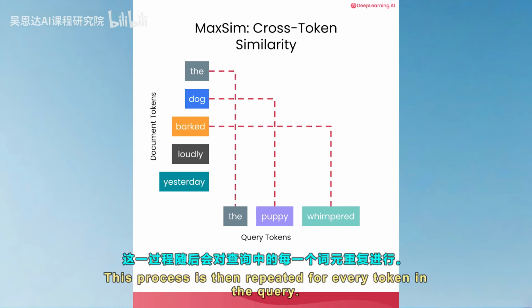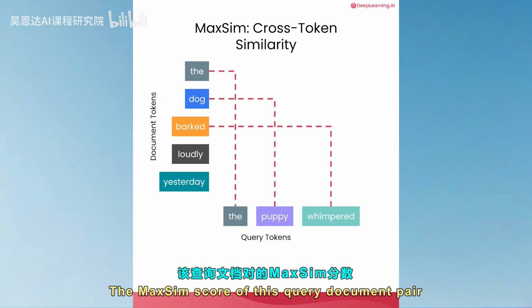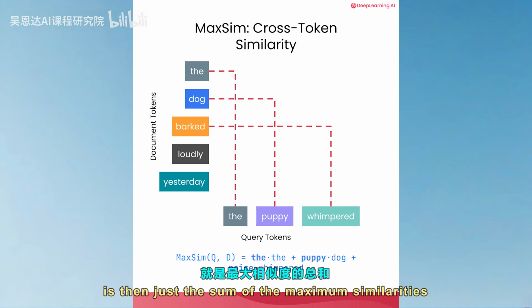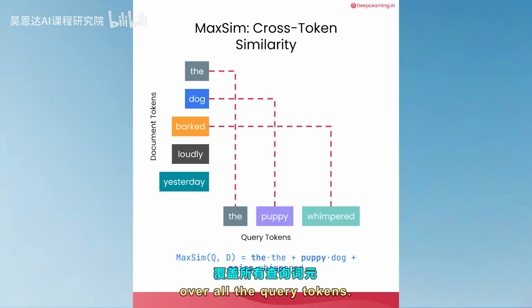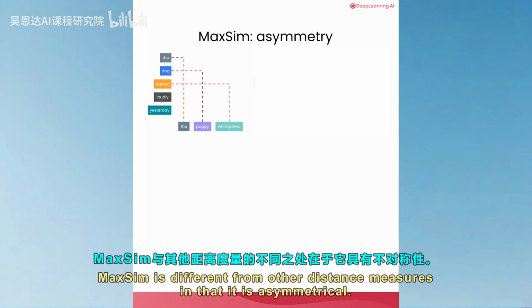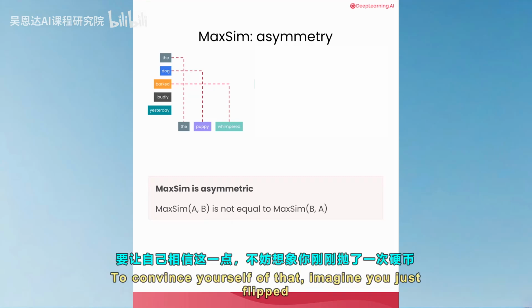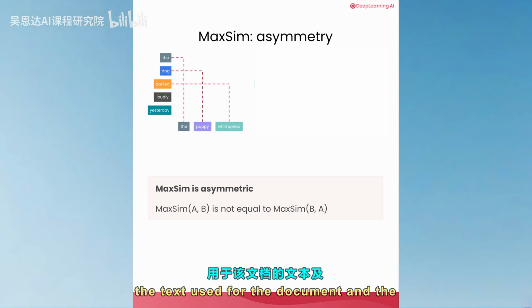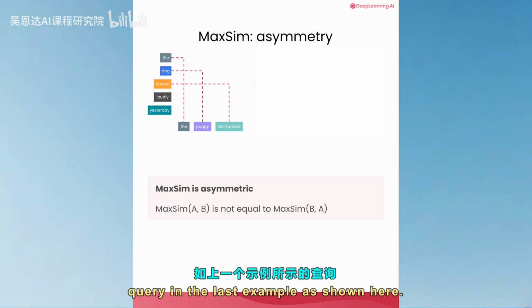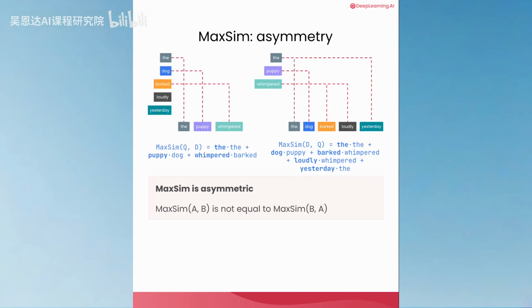This process is then repeated for every token in the query. The MaxSim score of this query-document pair is then just the sum of the maximum similarities over all the query tokens. MaxSim is different from other distance measures in that it is asymmetrical. The distance between A and B is not the same as the distance between B and A. To convince yourself of that, imagine you just flipped the text used for the document and the query in the last example, as shown here.